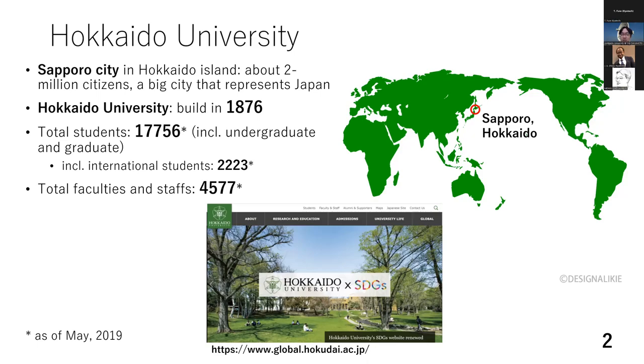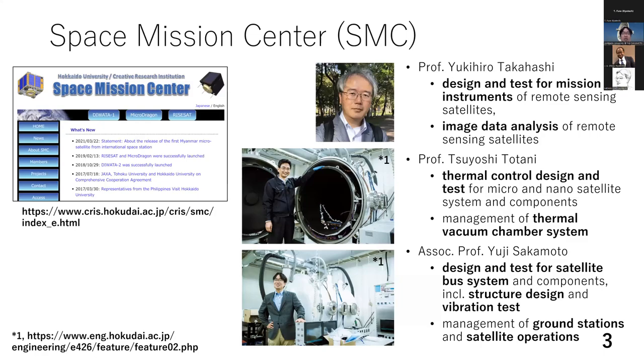So Hokkaido itself has plenty of natural resources, agriculture and fishery. So next one is Space Mission Center, SMC of Hokkaido University. It consists of faculty members from a variety of departments, such as engineering, science, agriculture, etc. So the leader is Professor Yukihiro Takahashi.